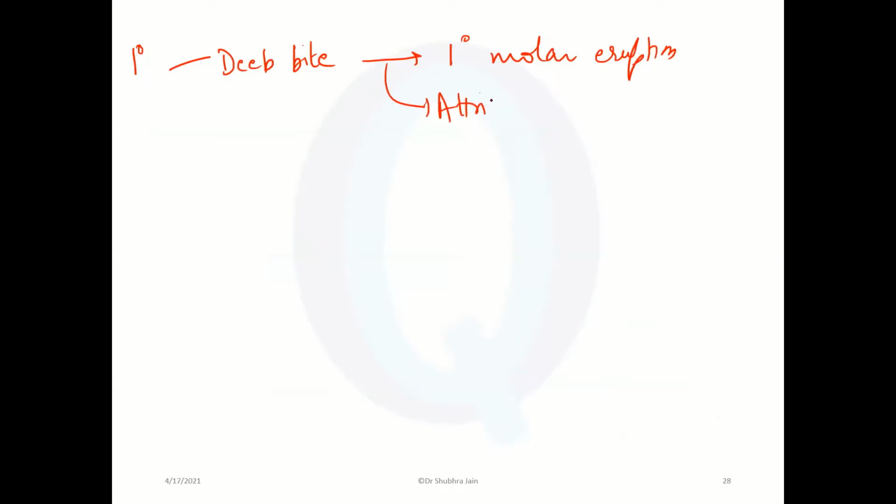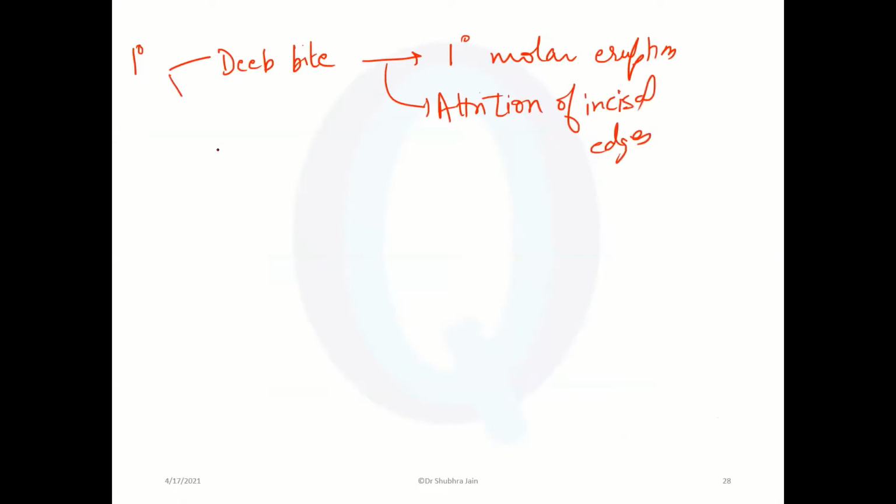So in primary dentition, what are the self-correcting anomalies? First is deep bite. I showed you, there was one case. So it corrects by primary molar eruption and also by adhesion of incisor edges, that we saw in the diagram.